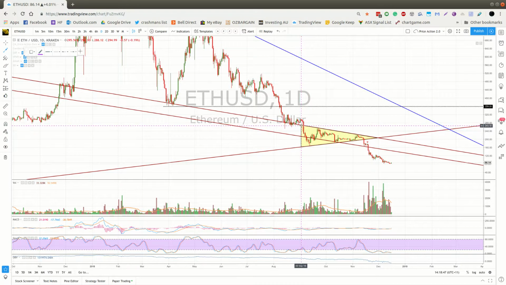I'll just draw it in for you again, just so you can see. That was my target, and there we go. There you go. It's hit the target. So now the price is free to move and make a new pattern and a new target, depending on where she wants to go.